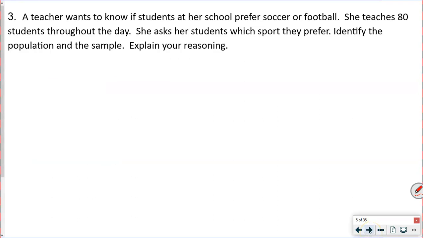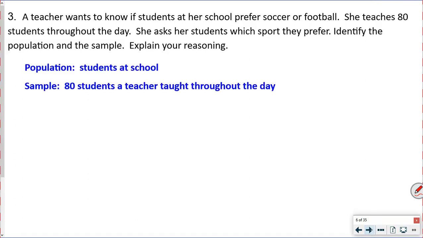So this one here says a teacher wants to know if the students in her school prefer soccer or football. She teaches 80 students throughout the day. She asks her students which sport they would prefer. Identify the population and the sample. So remember, the population is always going to be the largest group. The sample is a portion of that group that you are collecting. So the population is the students at the school, and the sample is going to be the 80 students the teacher taught throughout the day.